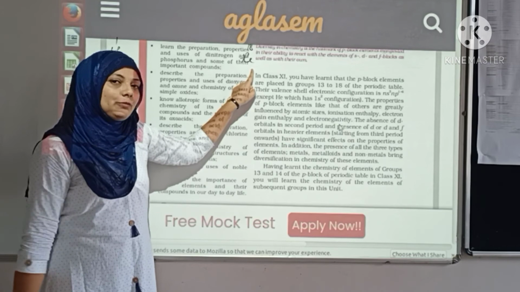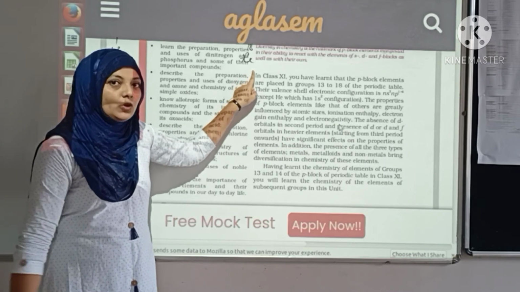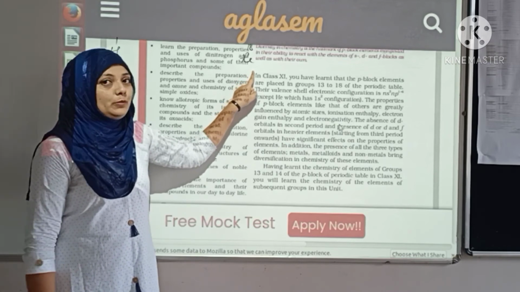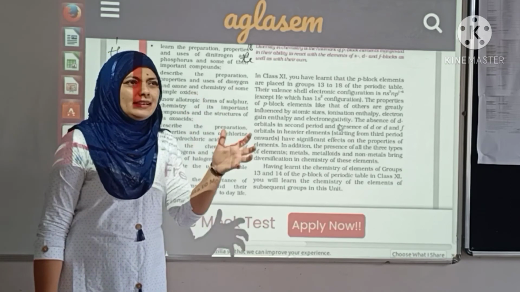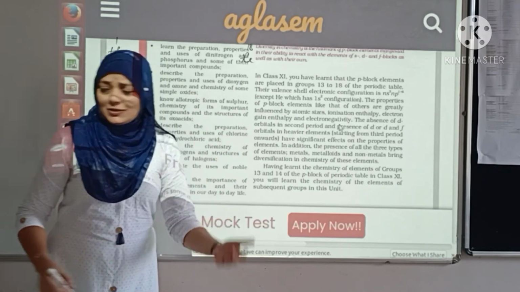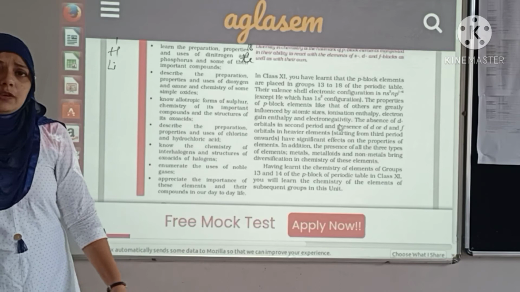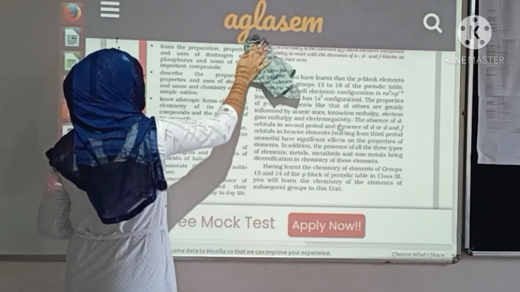I'll give you the answer when we do the next chapter, because it is present in that chapter. But just to give you a hint: even though it does not have the P block, still it is present over there. So what is the reason behind it?